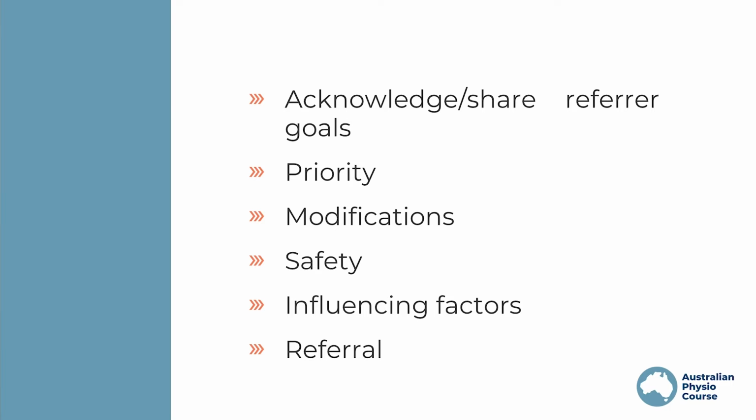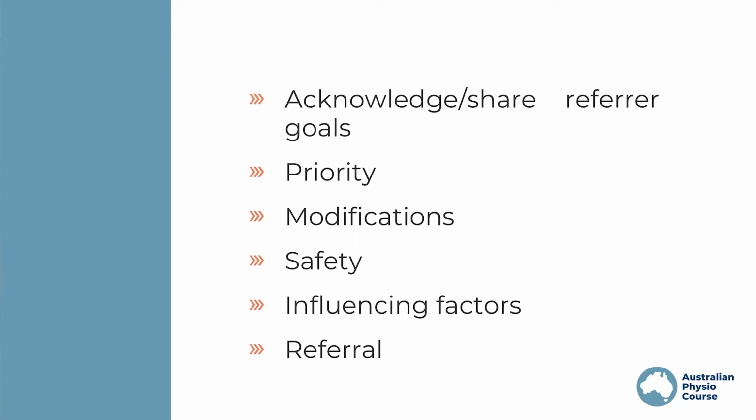Acknowledge and share referrers' goals. Example: the surgeon asks us to wean the crutches and work the closed kinetic chain exercise. So I'd really like to start from that. Priorities. From the file, it looks like our patient is mostly having issues with lifting the arm overhead, so it'll be one of our priorities.